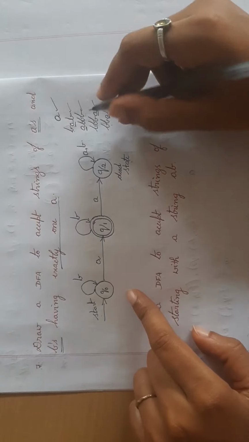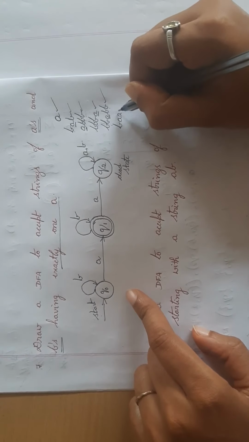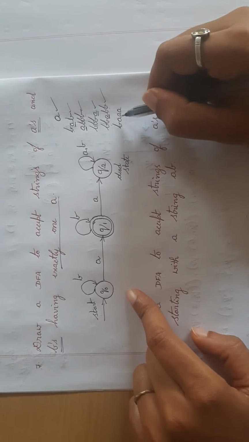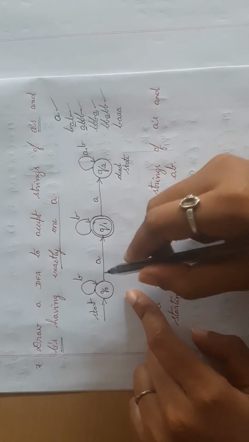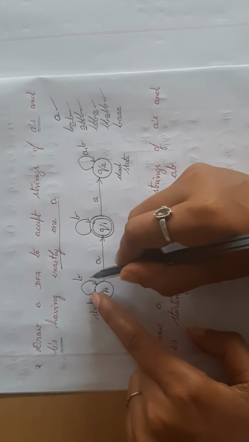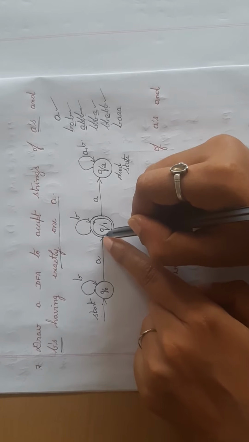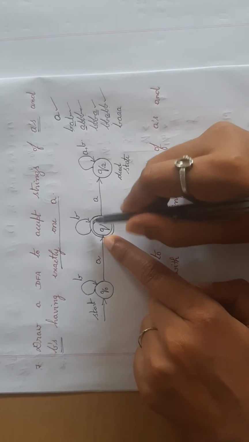Suppose you have more than one A, something like B, A, A, A. I have more than one A, so it shouldn't be accepted. We shall check whether it is ignored or not. From the starting state, it will read one B, then it will read one A. As soon as it reads A, it will reach the final state.